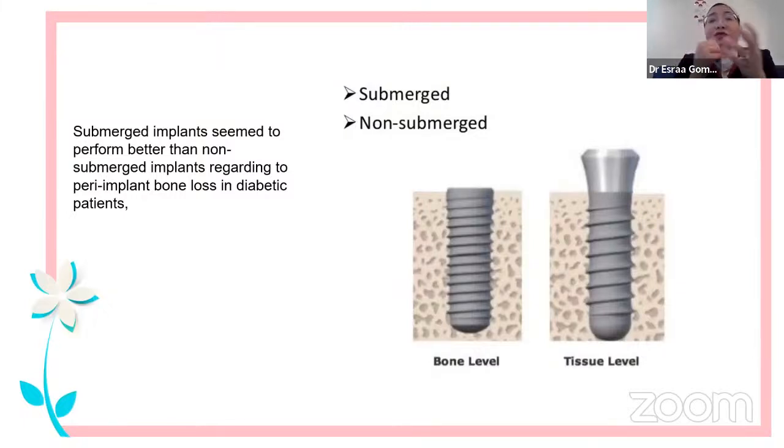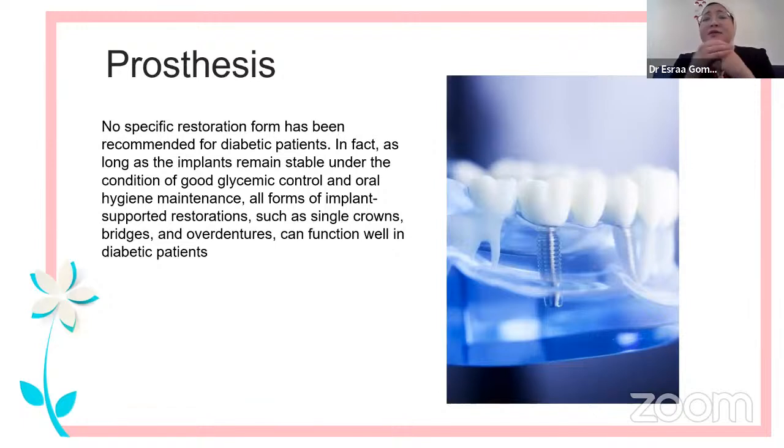Regarding submerged versus non-submerged implants, the evidence actually shows submerged implants seem to perform better than non-submerged regarding peri-implant bone loss, according to the 2020 protocols or guidelines, and I will submit these references at the end of the lecture. Is there any recommendation of a specific restoration for diabetic patients? No. If your patient has good glycemic control, you can use different types of prosthesis with your implant, such as a single crown, bridges, or overdenture. There is no specific recommendation.